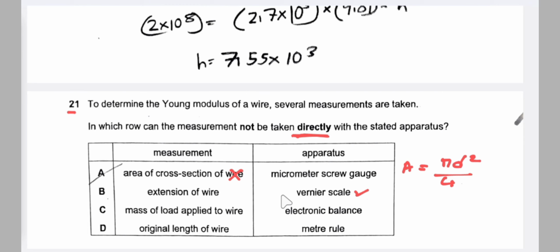While the vernier caliper or the vernier scale is used to measure the extension of the wire, and the electronic balance is used to measure the mass. Yes, this is true. And the meter rule is used to measure the original length. Yes, this is true. But the micrometer screw gauge is used to measure the diameter, and by using this diameter we calculate the area. That's why it is not measured directly. Therefore the answer is A.